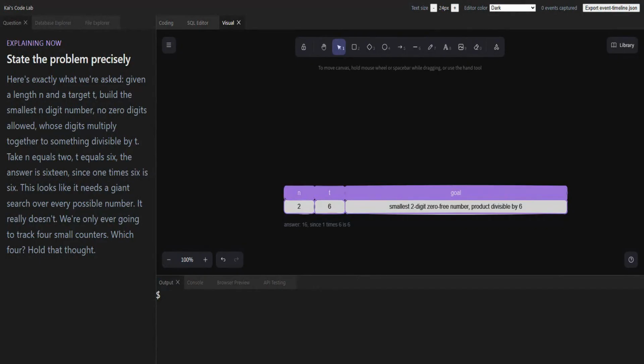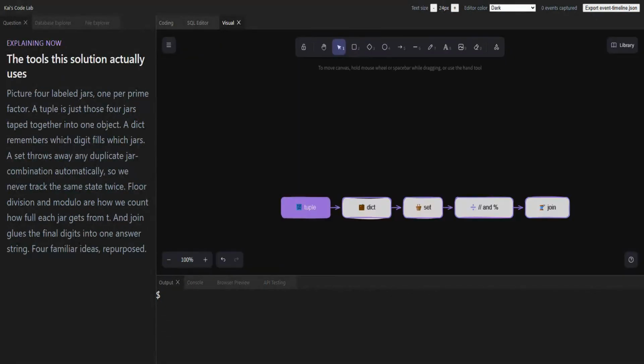Here's exactly what we're asked. Given a length n and a target t, build the smallest n-digit number, no zero digits allowed, whose digits multiply together to something divisible by t. Take n equals 2, t equals 6. The answer is 16, since 1 times 6 is 6. This looks like it needs a giant search over every possible number. It really doesn't. We're only ever going to track 4 small counters.